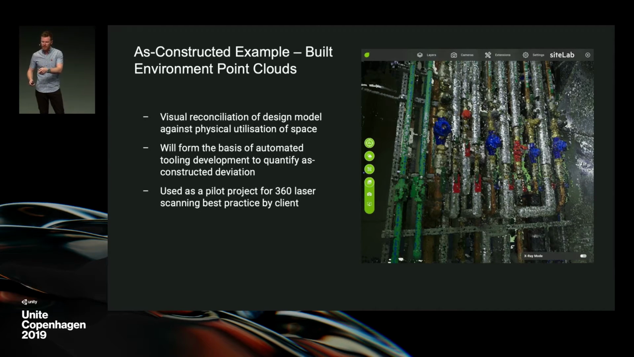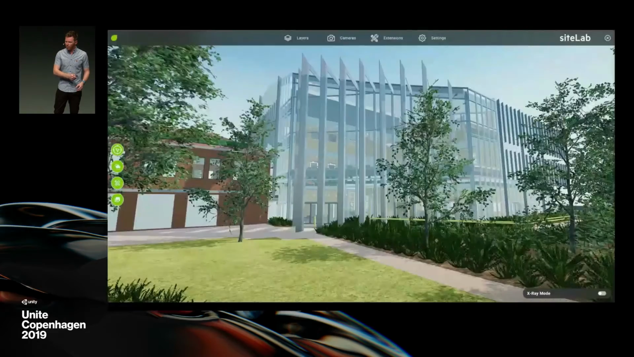So the example that we're going to look at now is, again, one that I'm not allowed to talk about the actual name of, but basically it was a project that we did with the client to do a visual reconciliation of the design model against the actual physical construction. Moving forward, we're going to use it as the basis to start building all sorts of cool automated tools that can actually start to quantify the difference between the design model versus the actual construction. And the client actually used it as a pilot project for best practice for 360 laser scanning, which was something that they hadn't really had much experience in at that point.